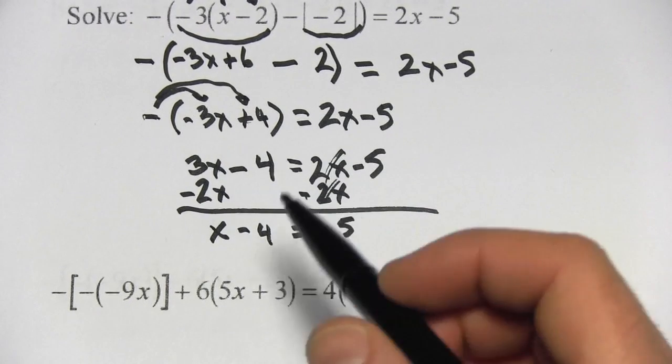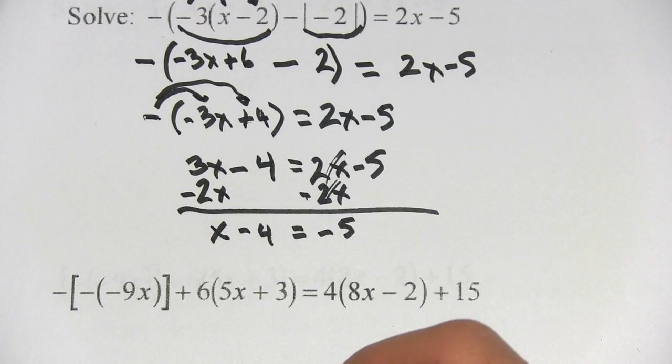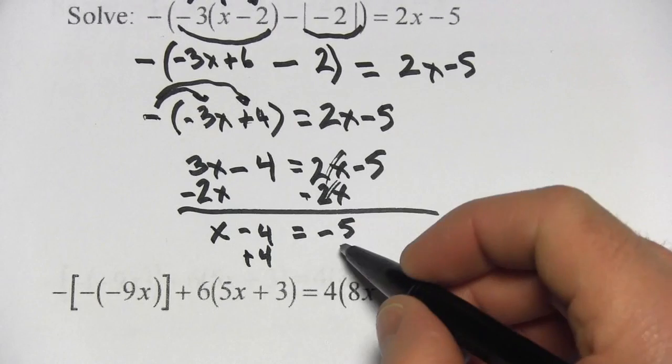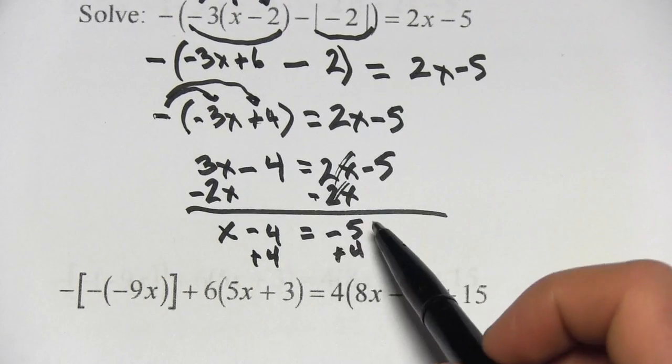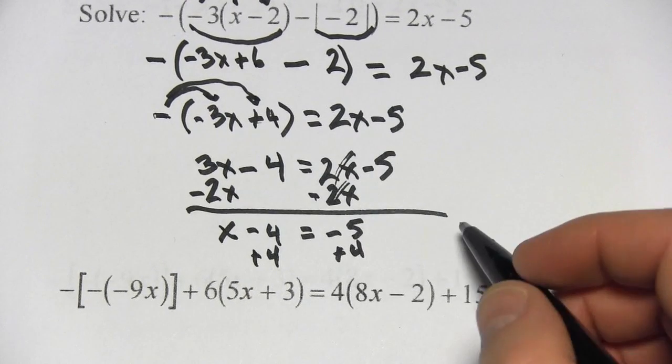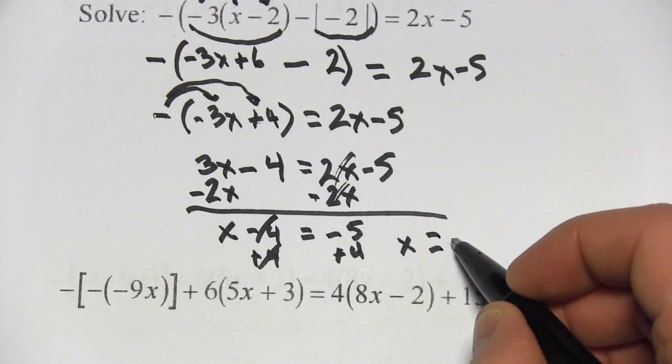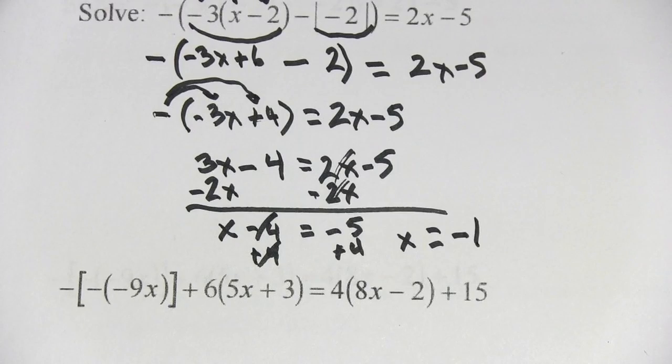All right, and last step here, to get x alone, I have to get rid of this -4. So I'm going to add 4. So -4 plus 4 is 0. We have to add 4 on this side as well. -5 plus 4 is -1, so I get x, that's what's left on this side, equals -1. And we are done. Whew!